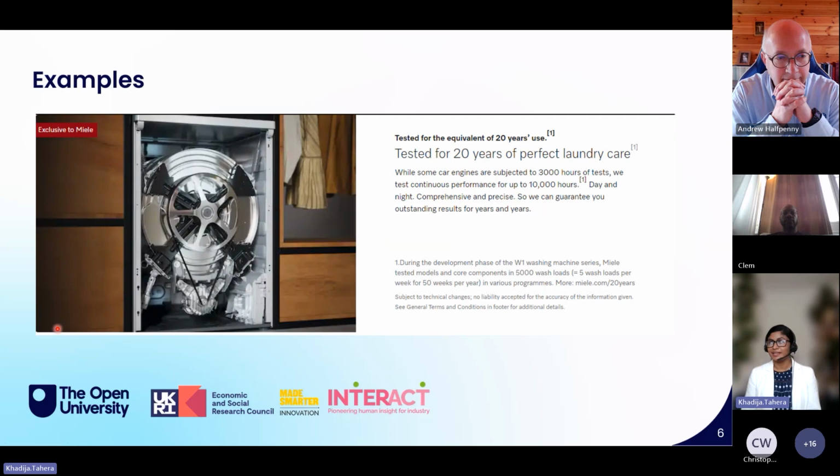One example I like to bring as well is how some industries or businesses have branded themselves, what they are proud about. One example is Miele, a German company. They are very much recognized for the durability of their product, and they proudly market or advertise their product, saying that they test their product for long.